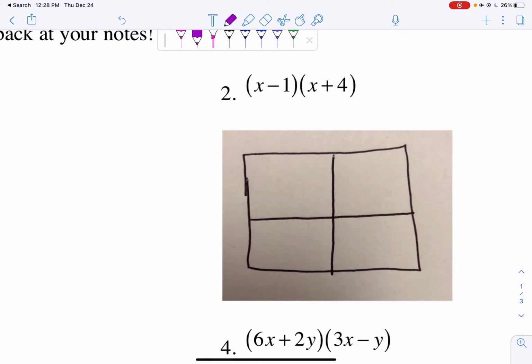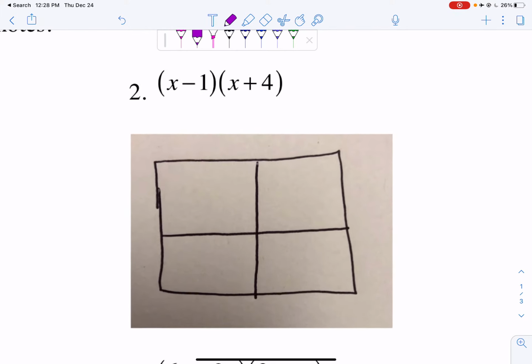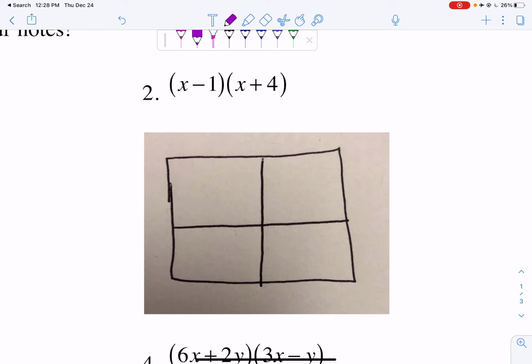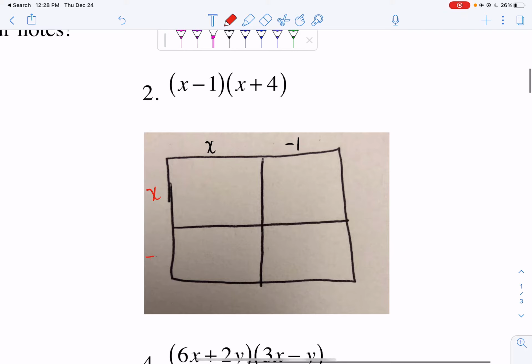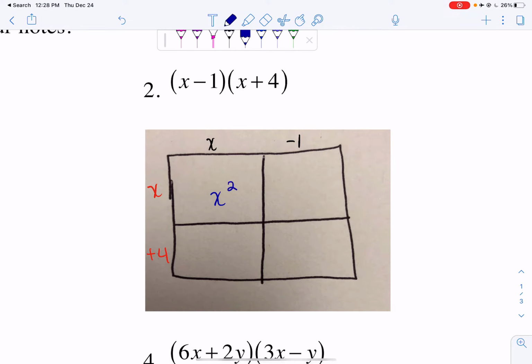Now we're going to go on to the next example. So I'm going to do the execution. I'm going to put my x minus 1 on top still. I'm going to put my x plus 4 on the left. If you want, you can color code. Now I have to ask myself, what's x times x? Well, x times x is x squared. What's x times a negative 1?